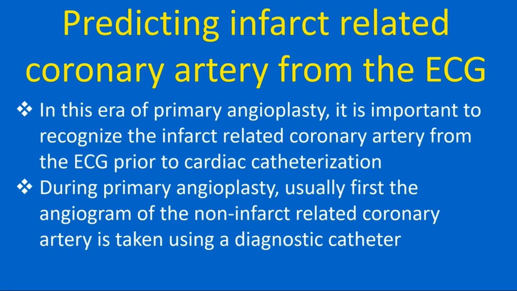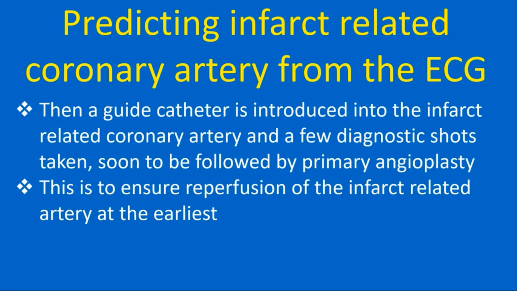In this era of primary angioplasty, it is important to recognize the infarct-related coronary artery from the ECG prior to cardiac catheterization. During primary angioplasty, usually first the angiogram of the non-infarct-related coronary artery is taken using a diagnostic catheter. Then a guide catheter is introduced into the infarct-related coronary artery and a few diagnostic shots taken, soon to be followed by primary angioplasty. This is to ensure reperfusion of the infarct-related artery at the earliest.